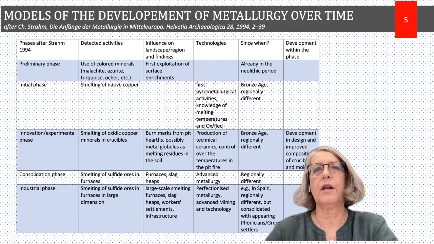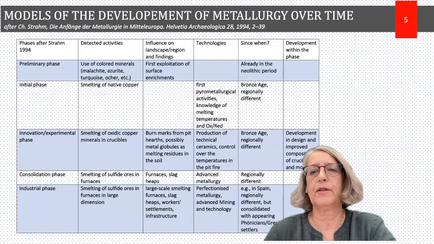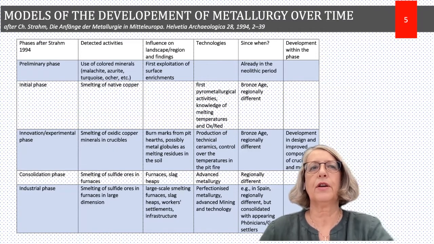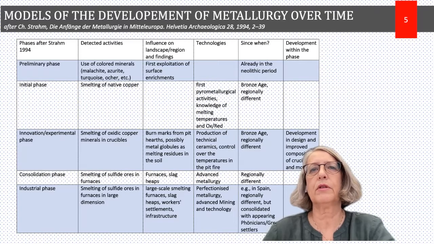Sturm developed a model after which the different stages of metallurgical activity in copper metallurgy had developed over time. In the preliminary phase, no pyrometallurgy is involved, but the first exploitation and use of metal-containing minerals can be detected. Colorful minerals from surface enrichments are used, for instance, as pigment for painting. The initial phase introduces the first melting of copper, supposedly using native copper.